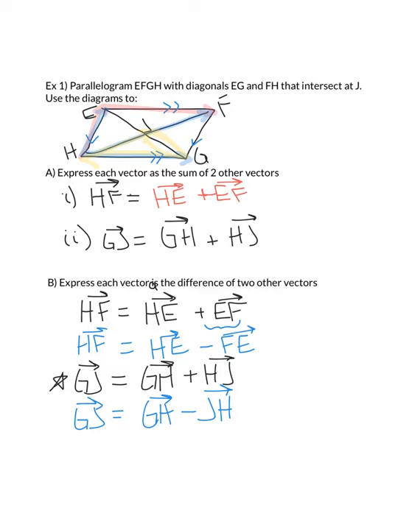The last thing that I wanted to remind you is that same with A, there are multiple ways to write the vector as a sum of two other vectors. There are multiple ways to write the vector as the difference of two other vectors. So just because you didn't get this exact answer that I got does not mean that yours is necessarily wrong. And if you have any questions, please feel free to send me an instant message and let me know.